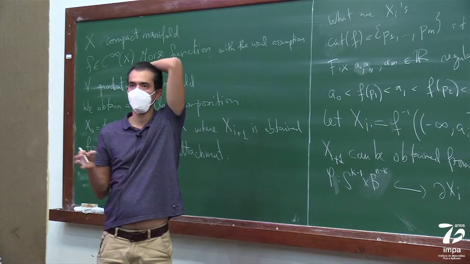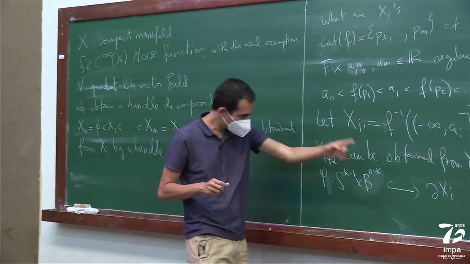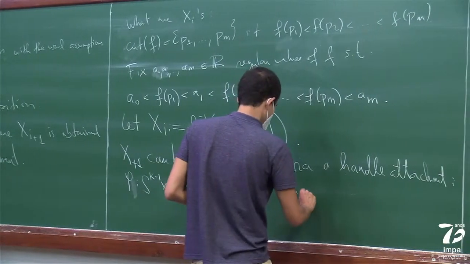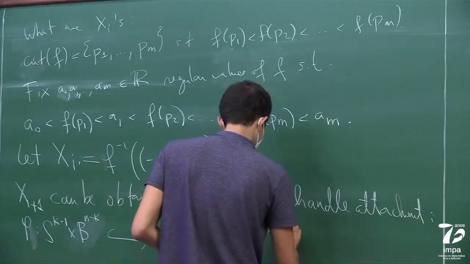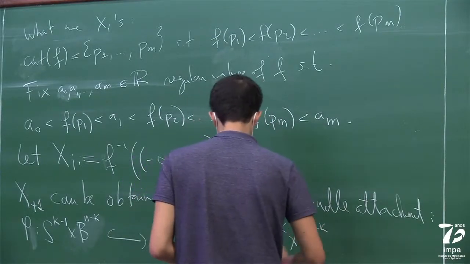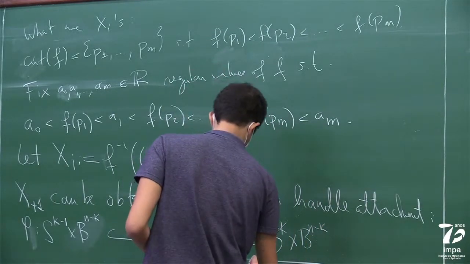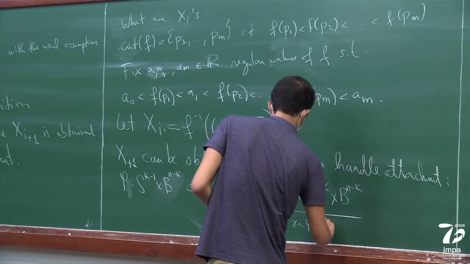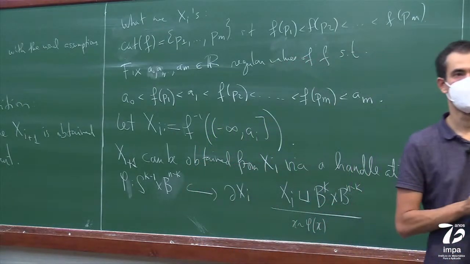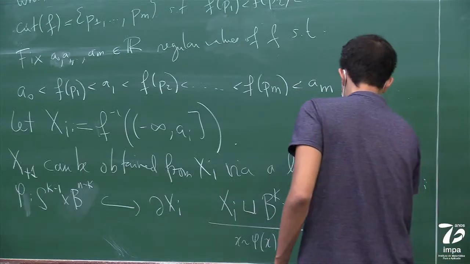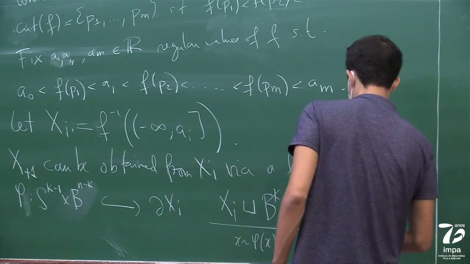Okay? So you do this, and then you just take xi union with your handle, and you quotient by the map phi. So you quotient by x goes to phi of x. This will be your new manifold, so this is your xi plus 1.